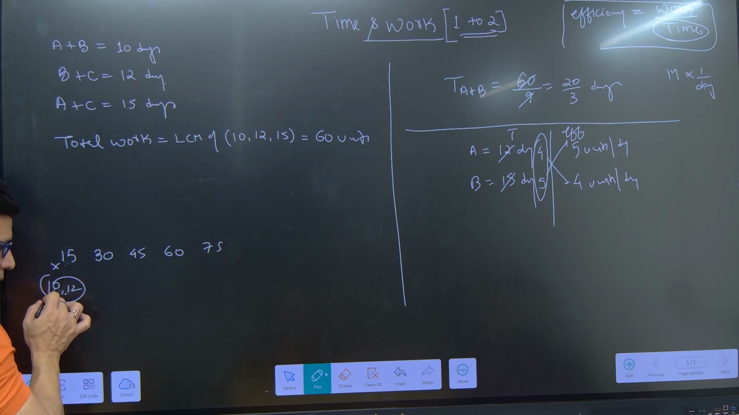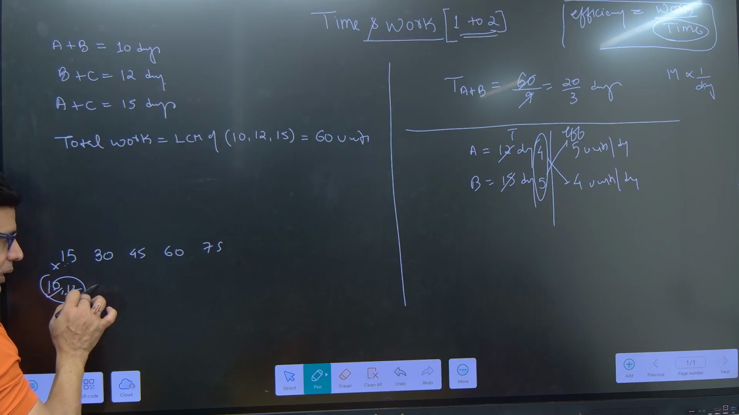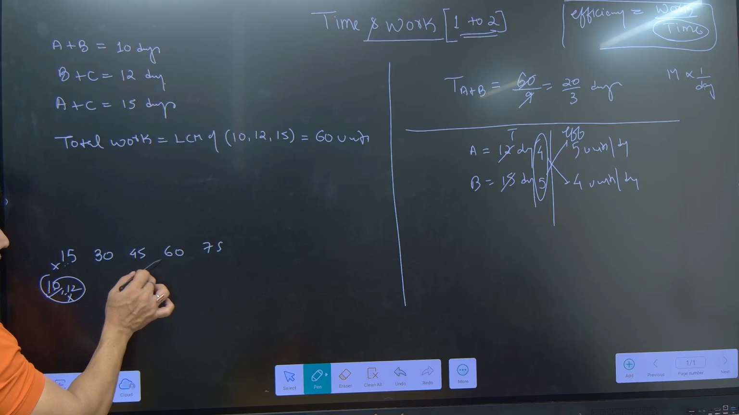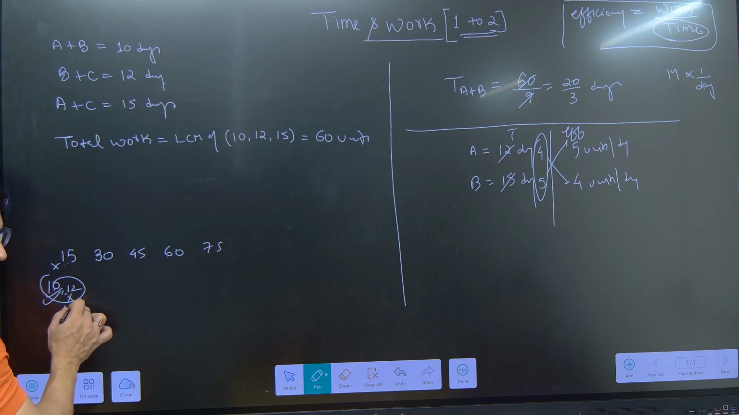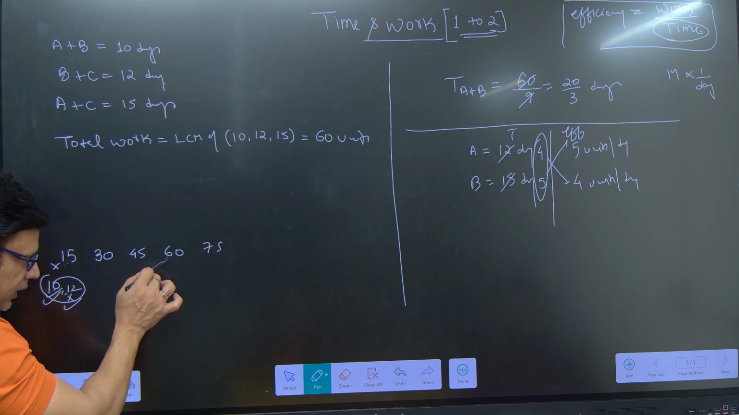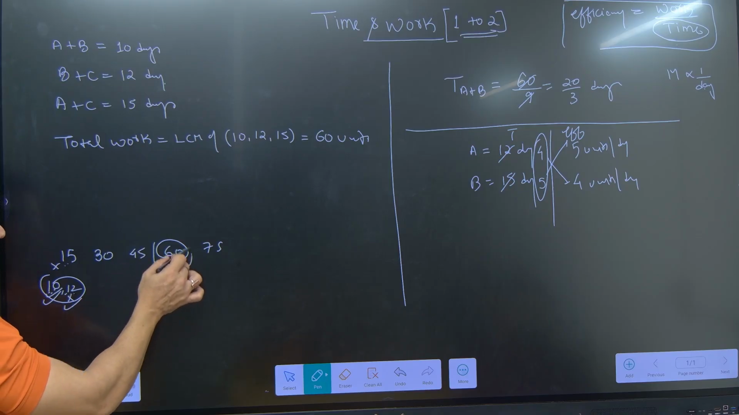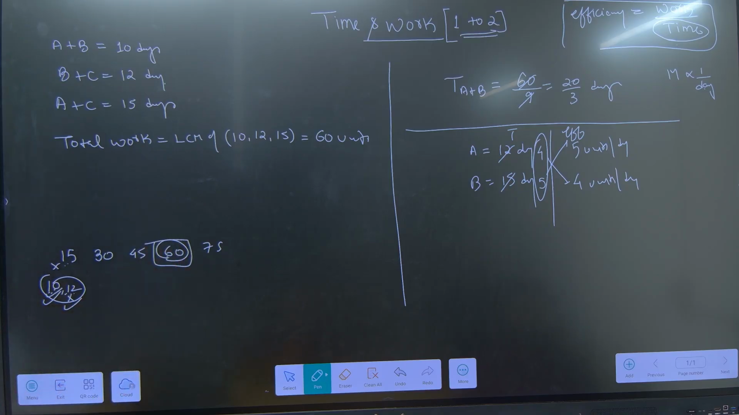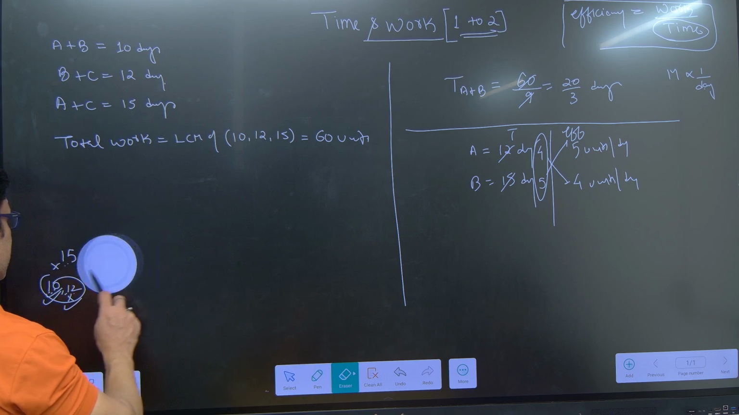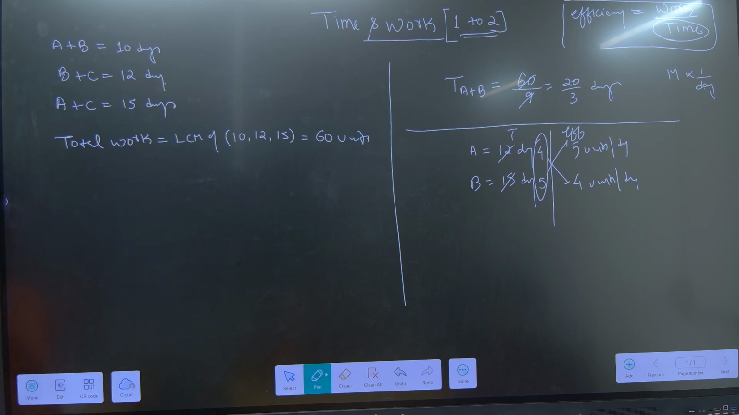Is 30 divisible by 10? Yes. 12? No, cannot be the LCM. 45 is not divisible at all. 60? Yes, yes. So if any number among this is divisible by the other given numbers, that means that number is your LCM. 60 is your LCM, right? Another way of finding LCM. But that prime factorization method is much more convenient. This helps you. Sometimes if the numbers come out awkward, then you'll be in a position to find out the LCM. I have a video on LCM, I'll share it in the WhatsApp group.